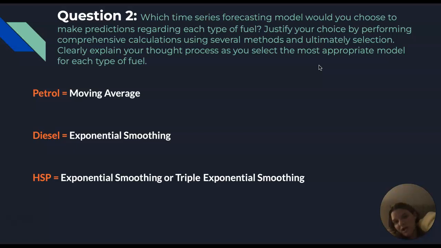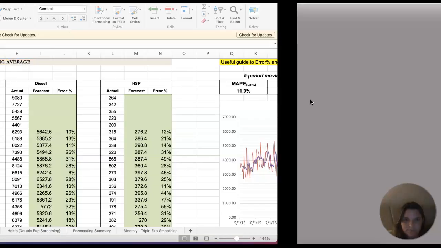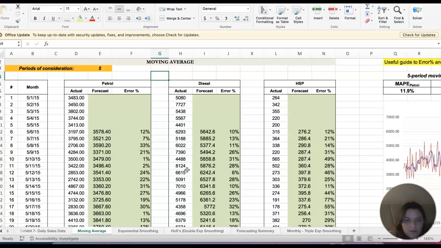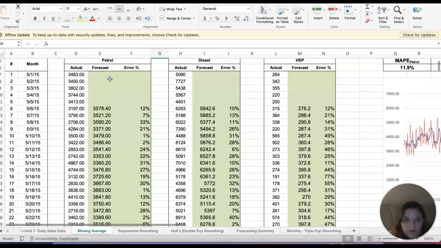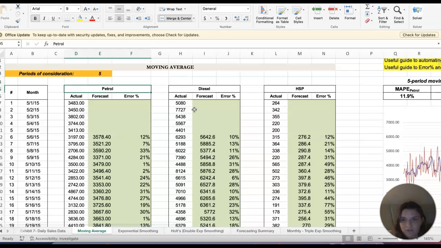Question 2. Which time series forecasting model would you choose to make predictions regarding each type of fuel? Justify your choice by performing comprehensive calculations using several methods and ultimately selection. Clearly explain your thought process as you select the most appropriate model for each type of fuel. So for the first one, I did choose moving average, which I'm going to go over to my Excel file, hoping that you can see this.